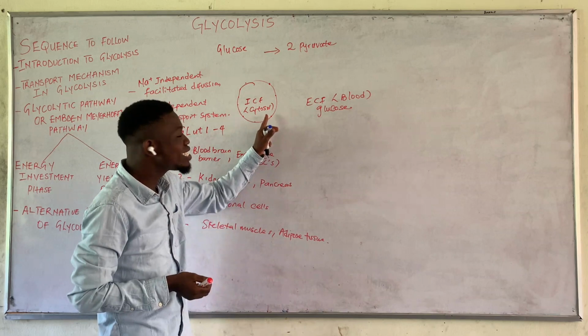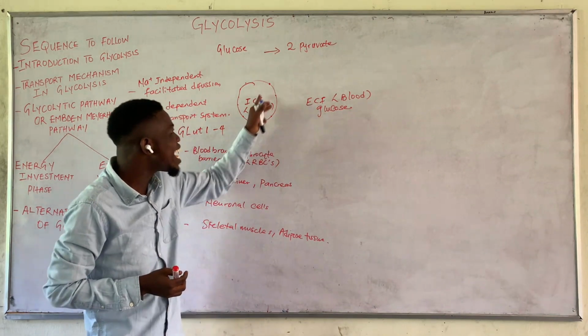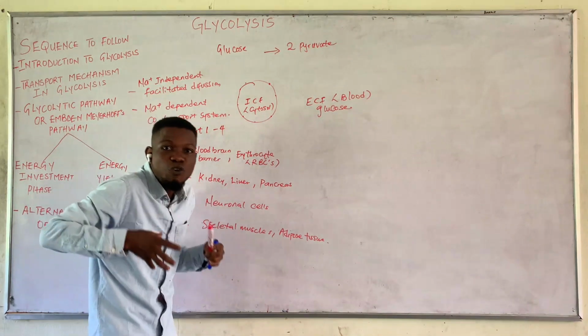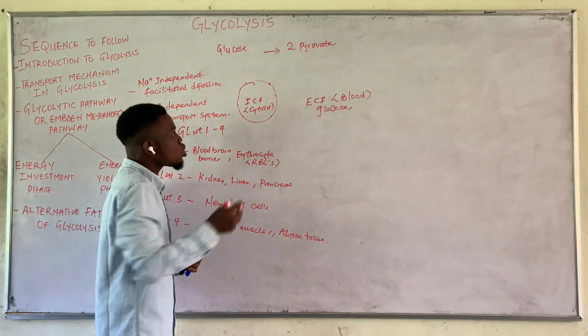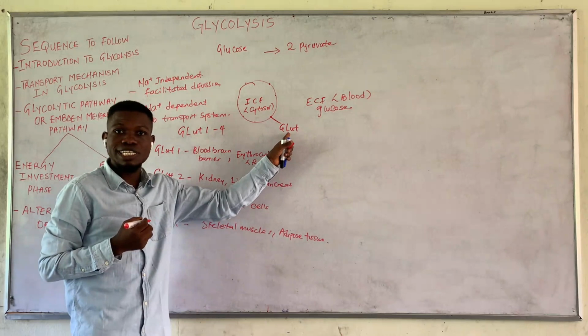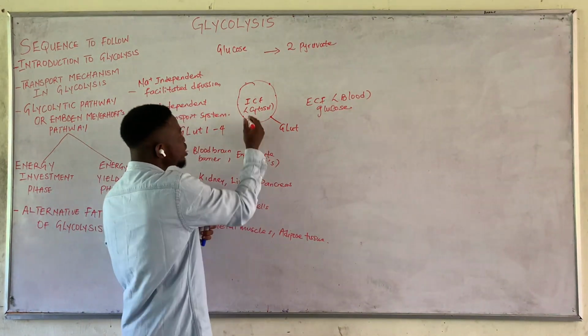That tells you that in this type of diffusion, the glucose present outside the cell is very high. But when they gain entry into the cytosol, the glucose becomes very low. That's what we mean by they follow a concentration gradient. So the glucose transporter, which is the GLUT, can be any one from GLUT1 to GLUT4. Do you get now? They transport the glucose into the cytosol.